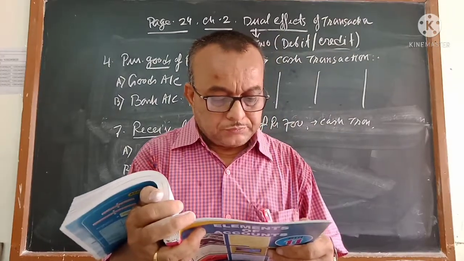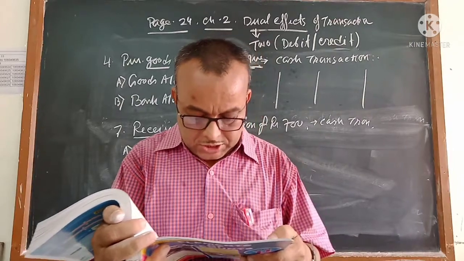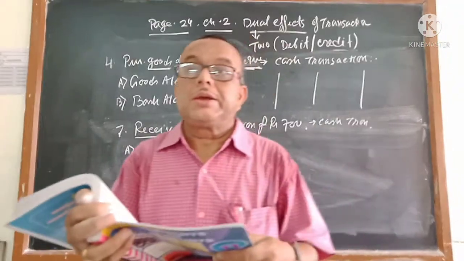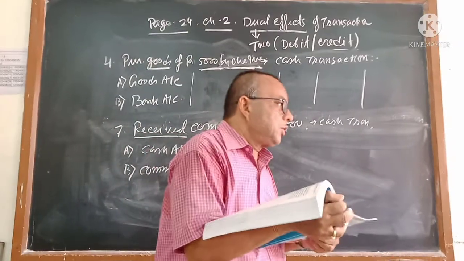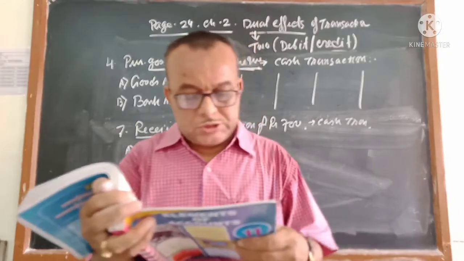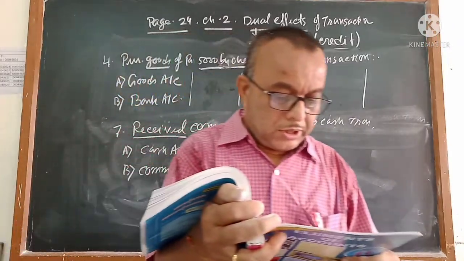Telephone bill. Yes, telephone bill of rupees 700 paid by check, cash transaction. One is bank account and the other is telephone bill account, because by check it is given, so one is bank account and the other is telephone bill account.